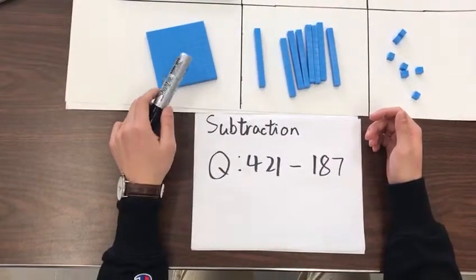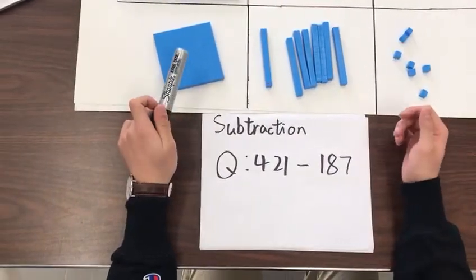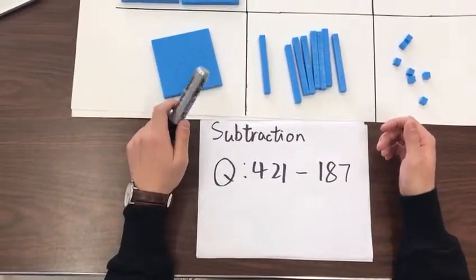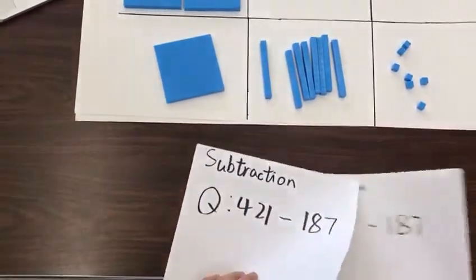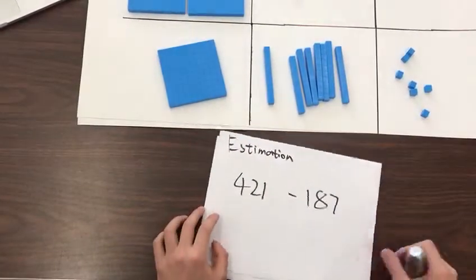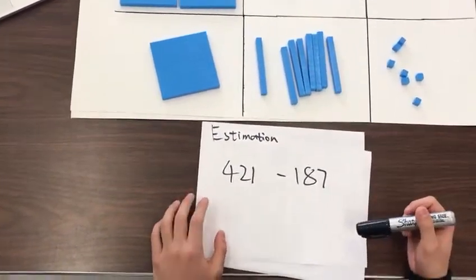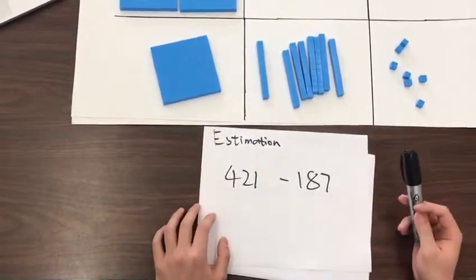Our topic today is subtraction. The question of today is 421 minus 187. To begin with, we can do an estimation to find an approximate answer to this question. To make the calculation easier, we will try to make the numbers more friendly to deal with.